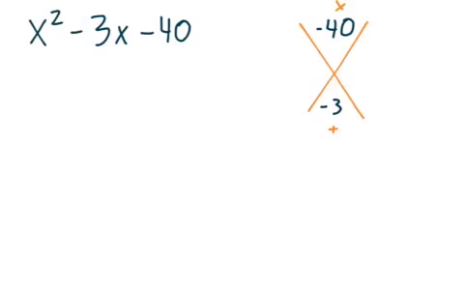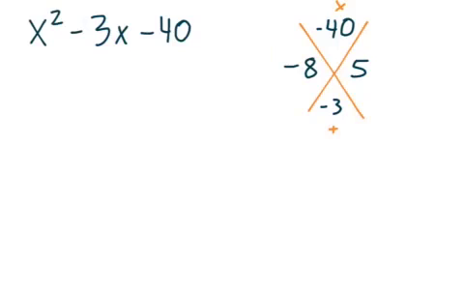If you can't think of it right away, then you might need to start listing out factors of negative 40 till you find two that add up to negative 3. Go ahead, pause, and find those two numbers. So the two numbers you should get are negative 8 and 5. And it's okay if you said 5 and negative 8, as long as you just have the same two numbers.